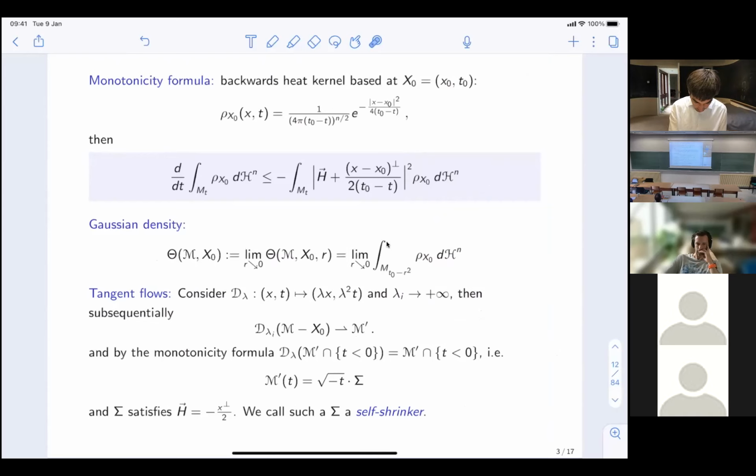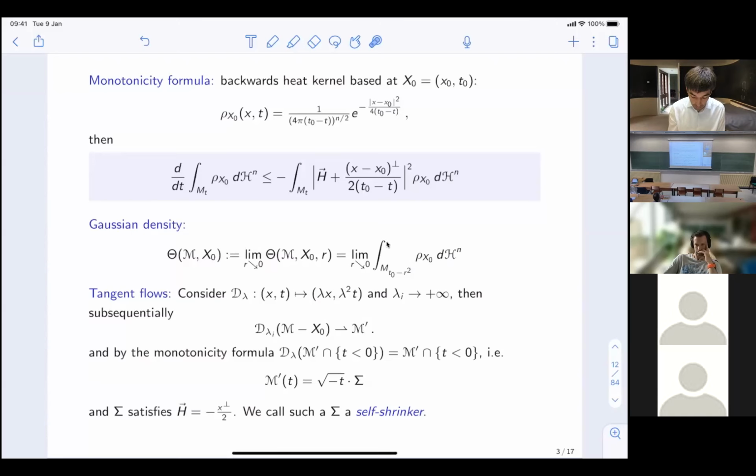I already explained this more in my lectures, but let's repeat it here. So how do we do singularity analysis, especially if you only have weak flows? The important thing is you can do parabolic scaling. So you scale space by a factor lambda and time by a factor lambda squared. And the important thing is that if you have a mean curvature flow and you scale space and time like this, it gets mapped again into a mean curvature flow.